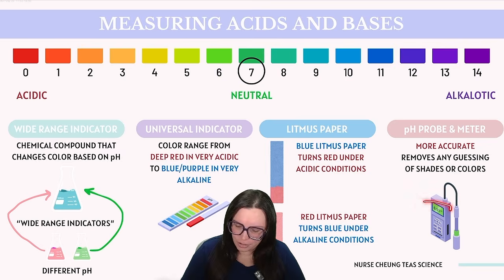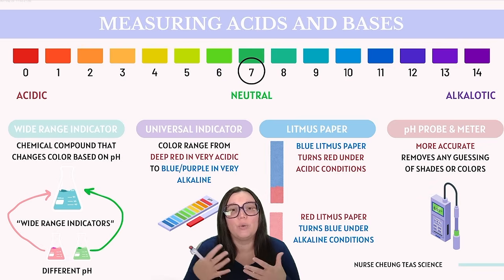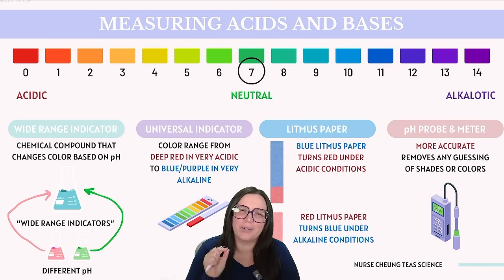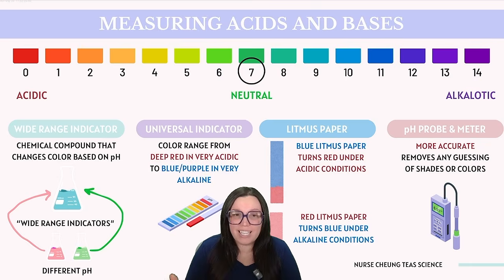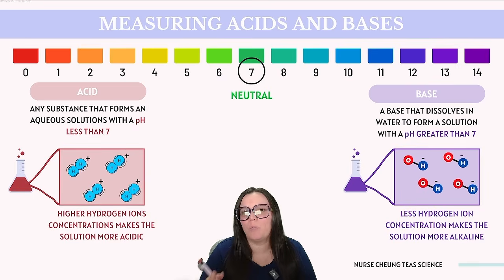The meter's digital display on the front of the screen is going to provide a precise numerical reading. So the advantage to using a pH probe over other indicators is its accuracy and precision, as it eliminates that subjectivity when it comes to interpreting color changes. So next up, let's clarify what classifies a substance as an acid.